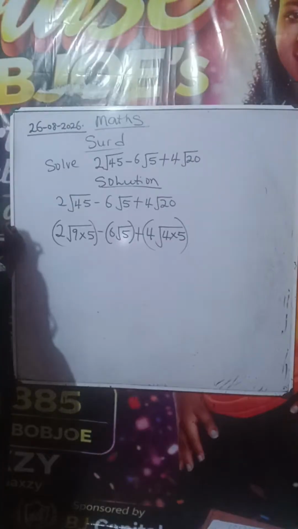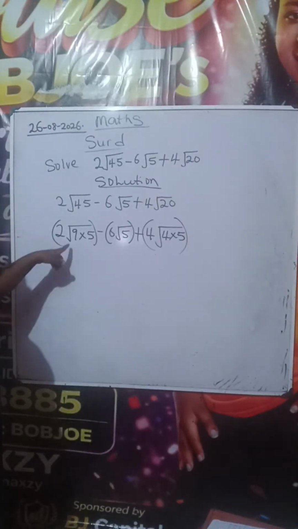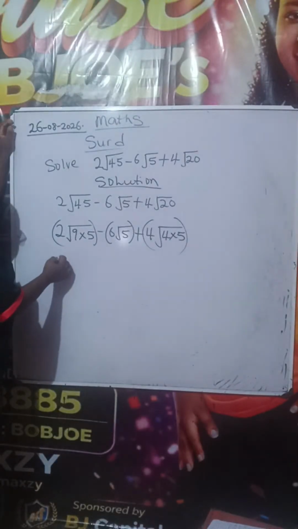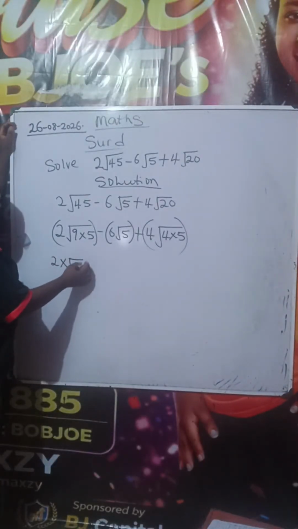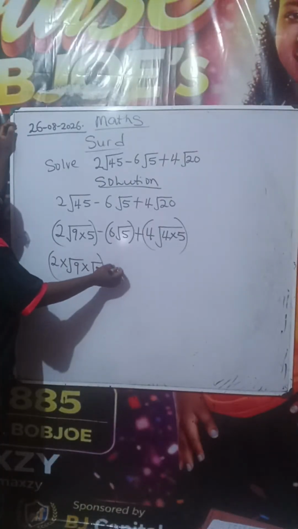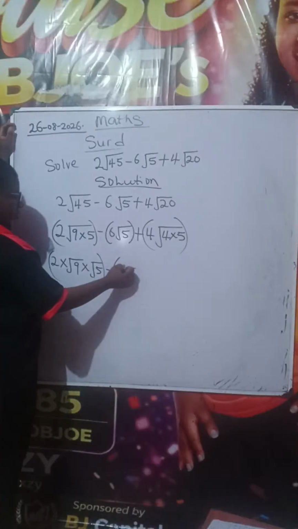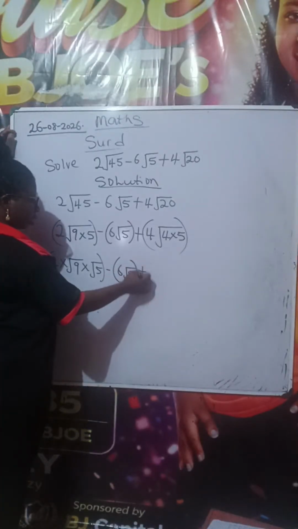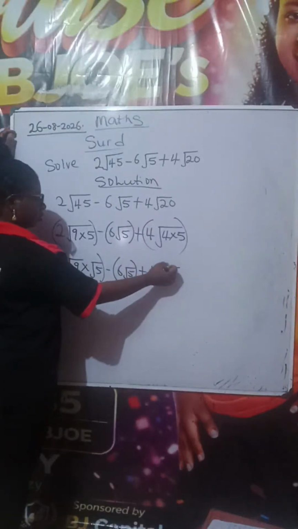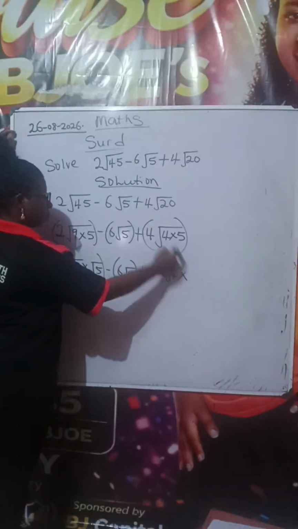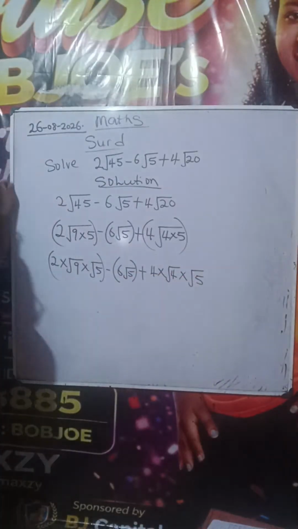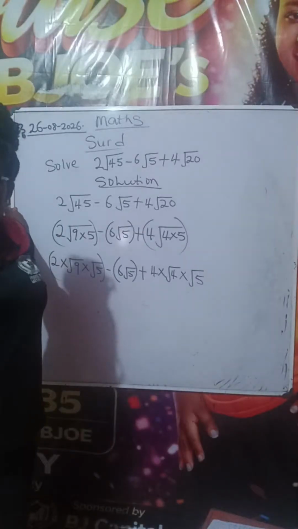Now what's next again? The next thing is we are going to separate this. And that would be 2 times root 9 times root 5, minus 6 root 5, plus 4 times root 4, then multiply by this root 5. Did you understand? Or are we confused?